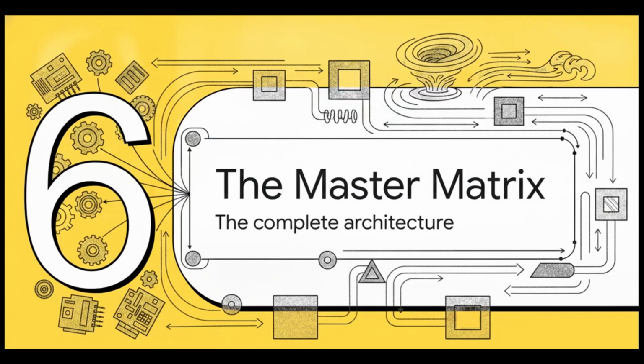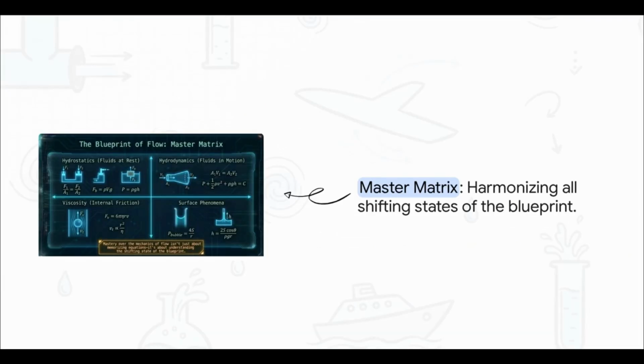Section 6: The Unified Flow Master Matrix. Okay, we've looked at all the isolated pieces. Let's pull it all together into the complete architecture. This master matrix elegantly harmonizes our 4 disparate phases into one interconnected, unified mathematical landscape. We've got hydrostatics dictating pressure at rest, hydrodynamics balancing the energy of fluids in motion, viscosity introducing the reality of friction and drag, and surface phenomena dictating the microscopic behaviors at the boundaries. Every single concept seamlessly connects to the next.